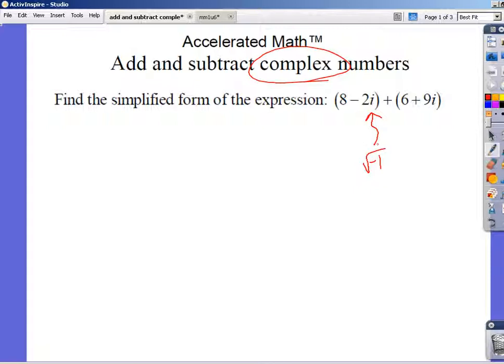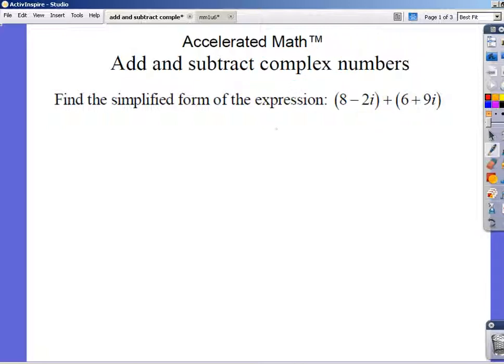So way back in 1777, I think, or something, somebody formalized this as we're going to use i for imaginary number for the square root of -1. Okay, so what are we going to do? How are we going to deal with i? Well, even though it's not a variable, we're going to treat it a lot like a variable, and we're going to simply combine like terms. This is an addition problem, so we're going to drop the parentheses and we're going to combine like terms.